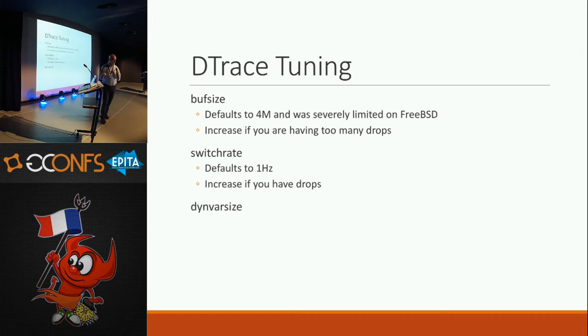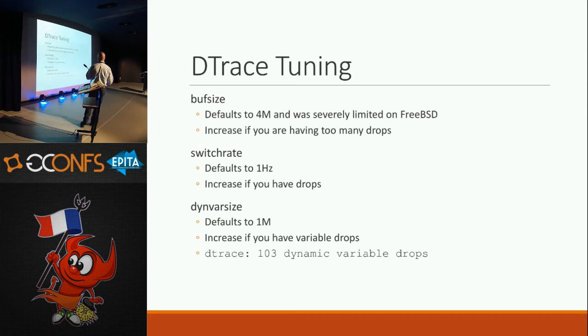And lastly, so again, DTrace, built for safety, built in 2005, smaller memory time. There are 2 main memory sizing things. One is bufsize. The other is the dynamic variable size. So you might see this, 103 dynamic variable drops, which is different than the buffer drops. So you might want to increase this as well.